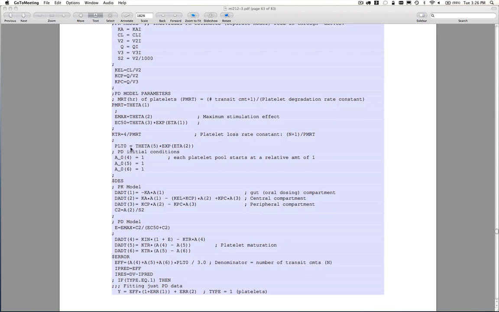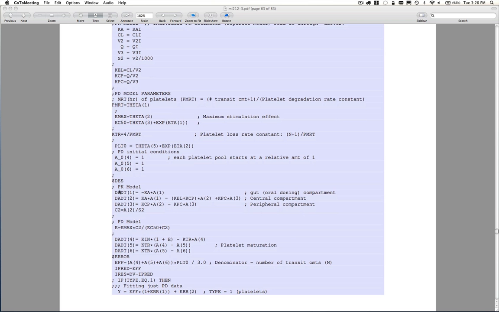So we estimate what our initial value is for platelets. That's PLT0. That's theta 5. We allow for inter-individual variability. We actually set each of these initial conditions to 1, just an arbitrary value of 1, a relative amount of 1. We write out, and we'll come back to that in just a second.